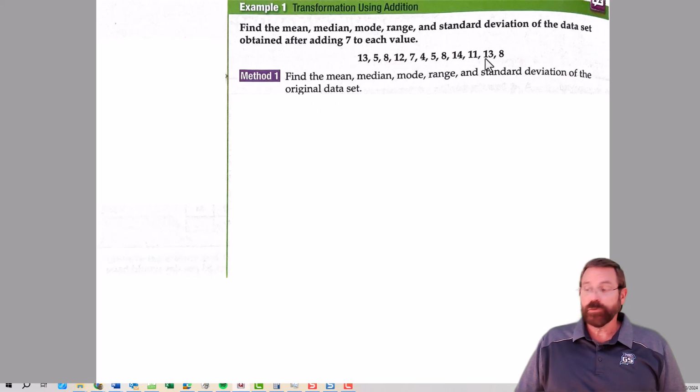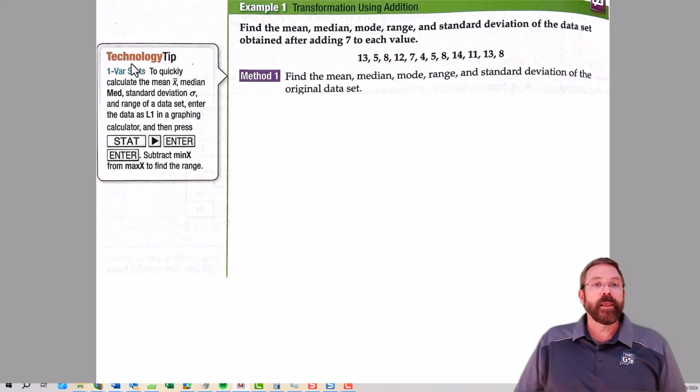So here's our original data set, and they're going to take, oh, looks like we need to be using the graphing calculator on this one. It says to quickly calculate the mean, the X with the line over it, the median, MED, and the standard deviation, that's going to be the fancy little O looking thing, and the range of a data set. Enter the data as L1 on your graphing calculator, and then press the stat, right arrow, enter, and enter. Subtract the minimum and the maximum to find the range.